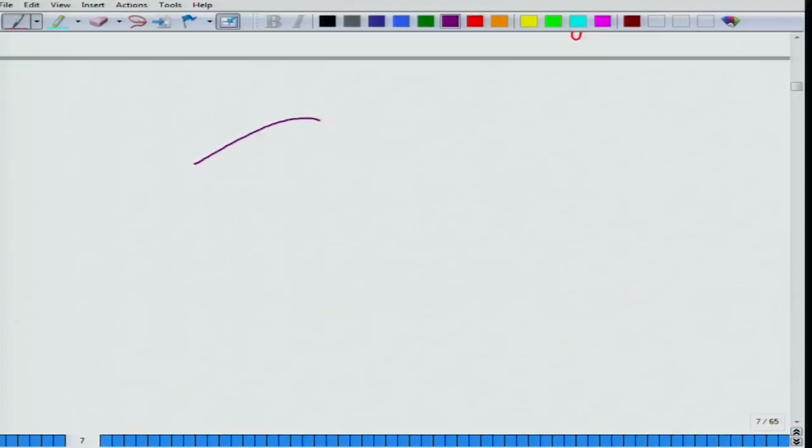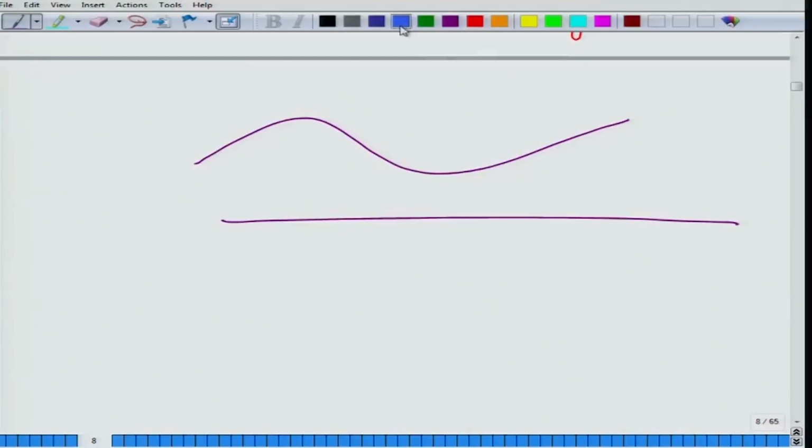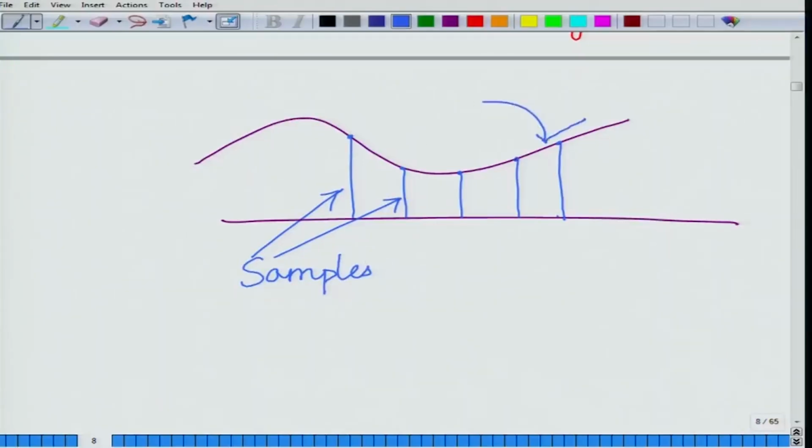But generally speaking, if you take a continuous time signal and sample it at suitable points over a time grid, typically points that are equispaced in time, correct, you get samples. These are the samples. This is your original continuous signal.